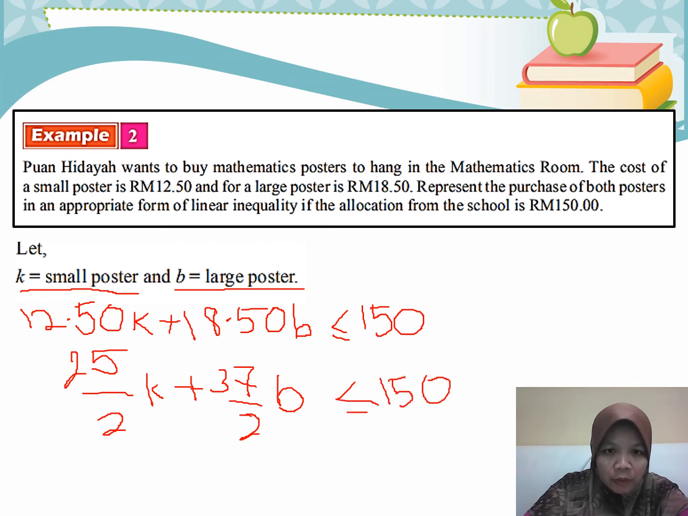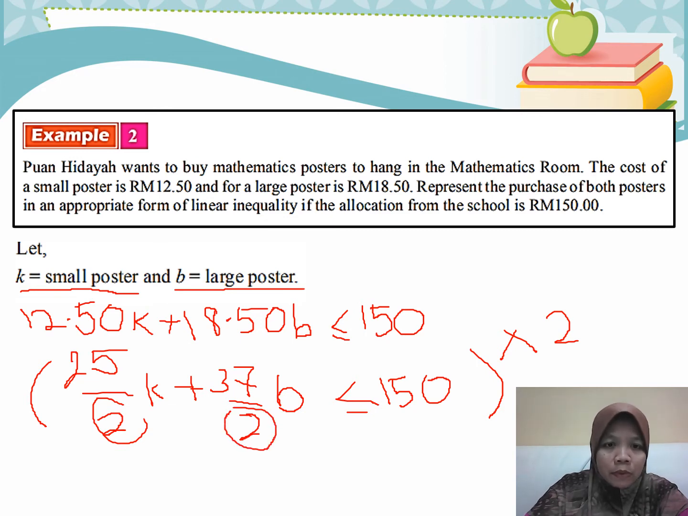Okay, so if you multiply both sides of the inequality by 2, because we want to cancel the fractional denominator here, just times 2, then your inequality will become like this.